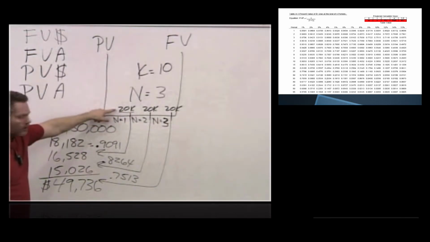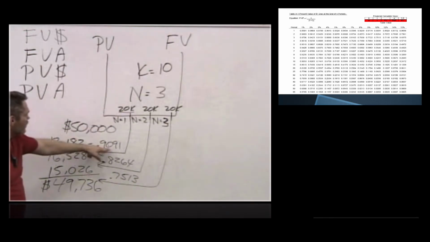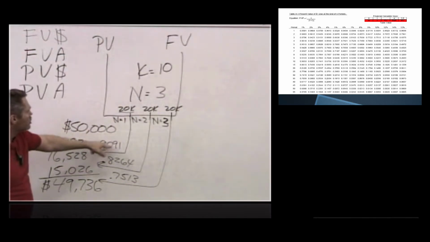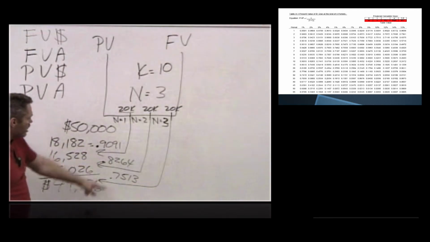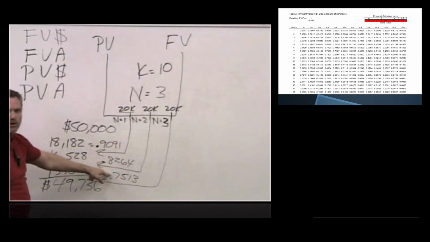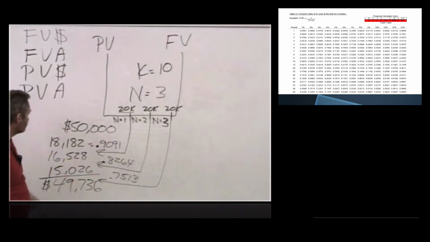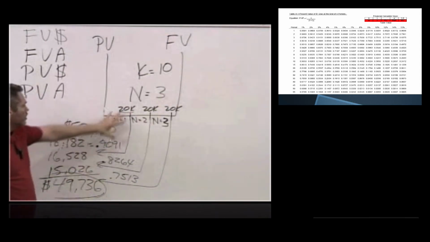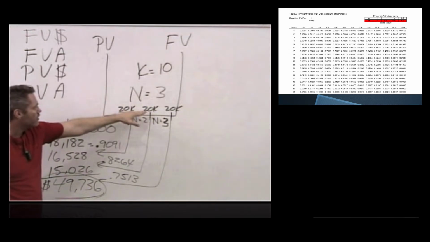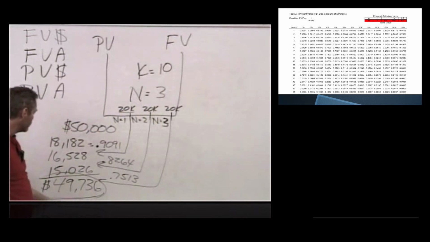So a couple things we're going to make note of here. Each dollar a year from now is worth about 91 cents. Each dollar 2 years from now is worth about 82.5 cents. And each dollar 3 years from now is really only worth about 75 cents per dollar. Okay? So we multiply across, we add it up, and we end up short. So the financial value of these $20,000 spread out over 3 years is $49,736. So then the decision comes, do we sell them the piece of machinery?